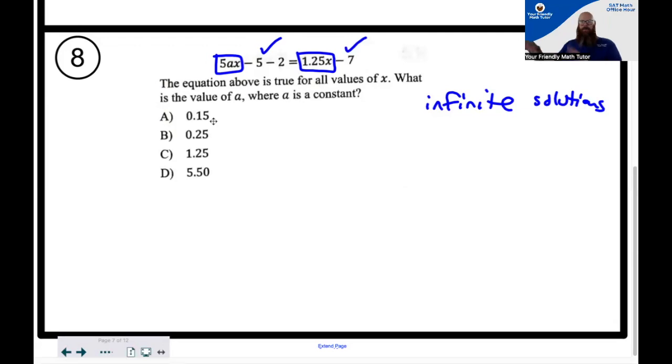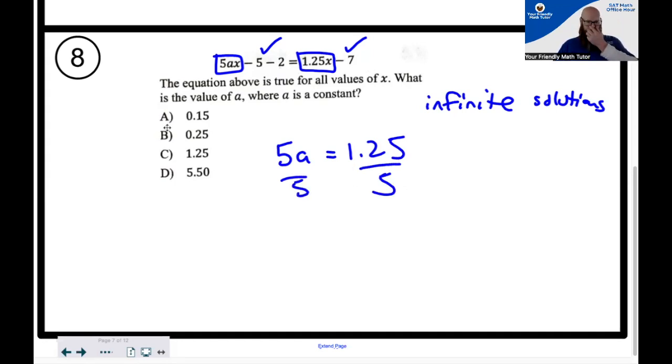So again, they worry about that. Just make sure the coefficient of x is the same on both sides. So 5a has to equal 1.25. So all we're doing is 1.25 divided by 5, and that's 0.25. Right? So if a were 0.25, 0.25 times 5 will be 1.25, and you'd have 1.25x on each side.